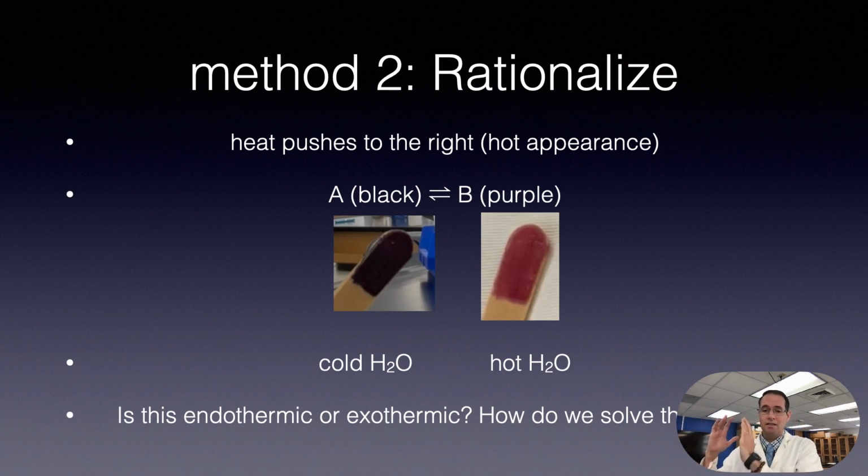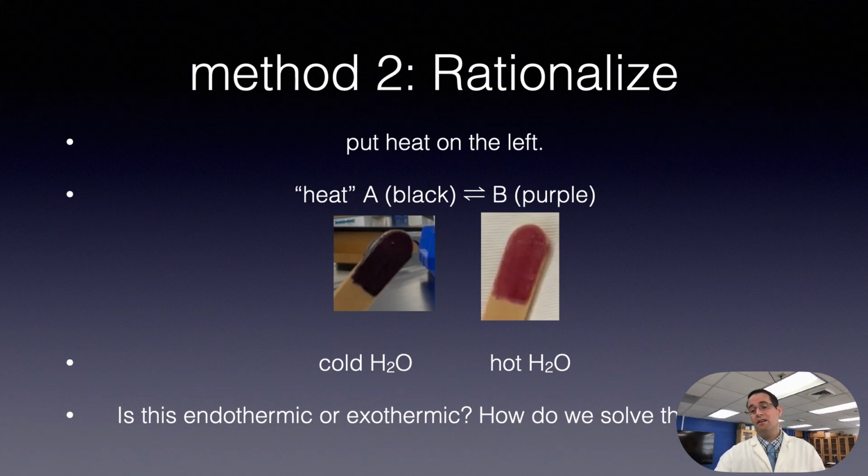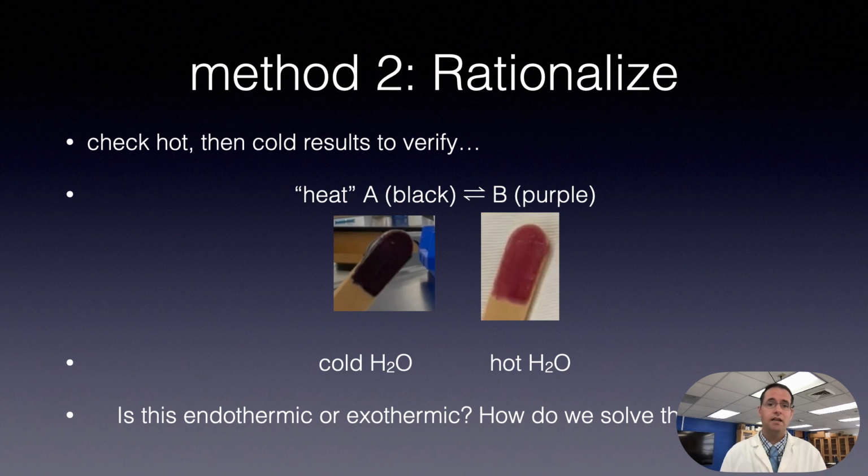Purple is the color of the nail polish in hot water, so we know that the heat is going to be on the opposite side of the reaction. So let's put heat on the left now. And then, of course, you want to go through and check: does hot water shift to the right? Does cold water shift to the left, and all that?